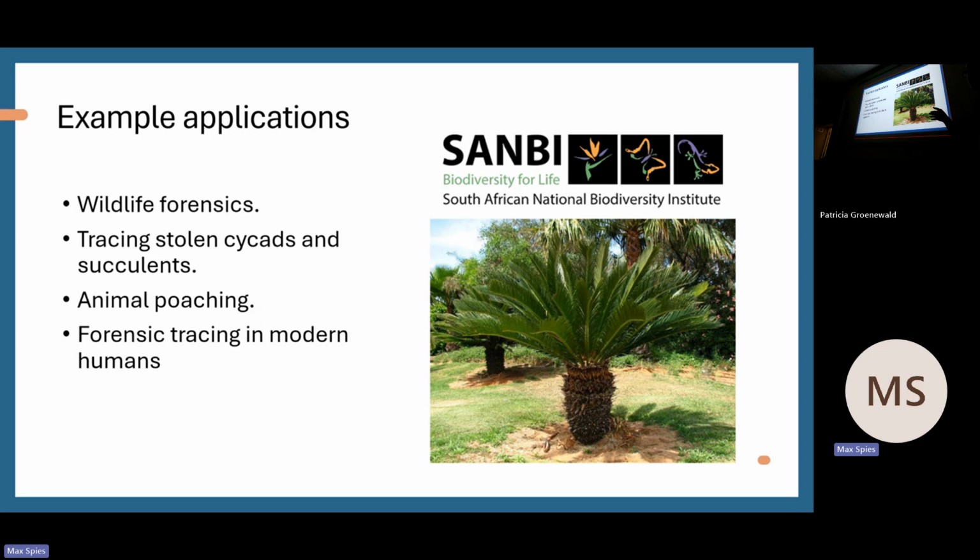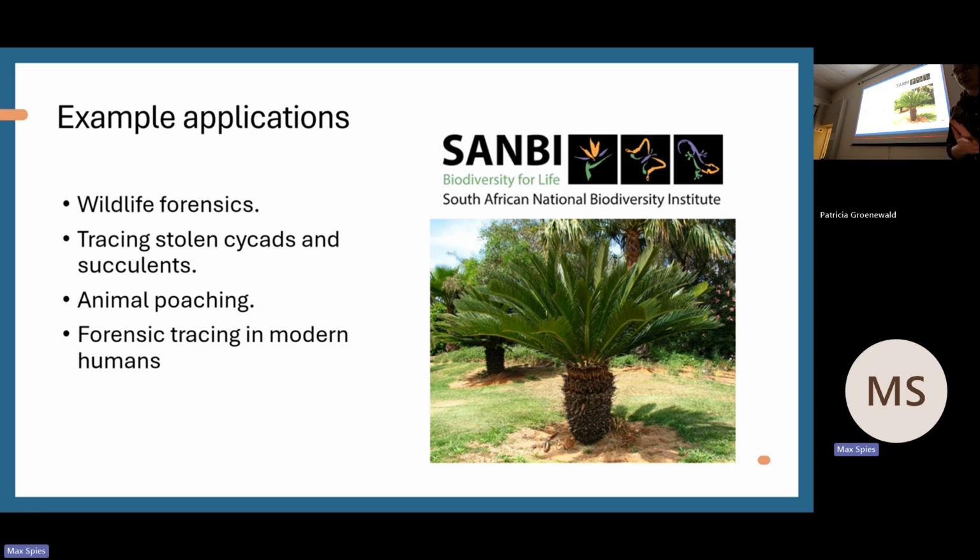In a non-archaeological context, a cool example that I like is wildlife forensics. There's work being done by SANBI, the South African National Biodiversity Institute, who are using strontium ratios to trace stolen cycads and succulents. So they're endangered plants that have been nicked from nature reserves and planted in private gardens. People claim to have had these plants forever. And you can test the root of that plant versus a new leaf of that plant, old growth, and get a picture of where that plant previously was grown, because it doesn't represent the soil that it's currently in. So that's a cool example.